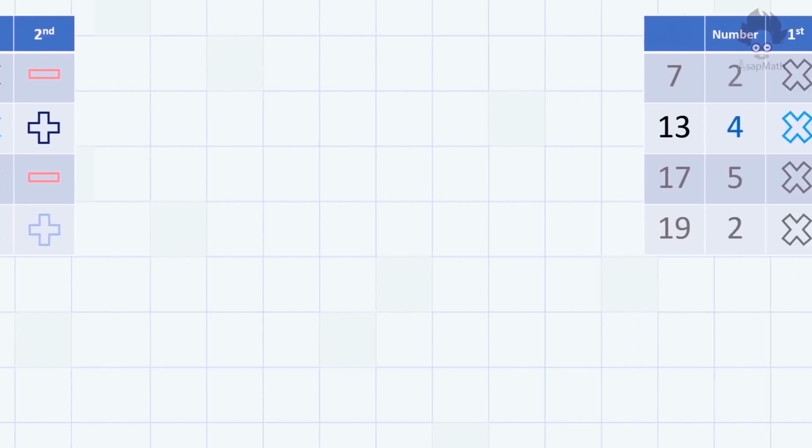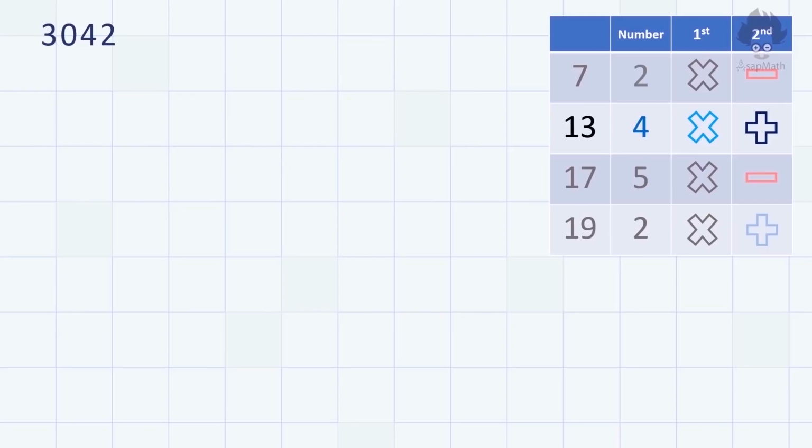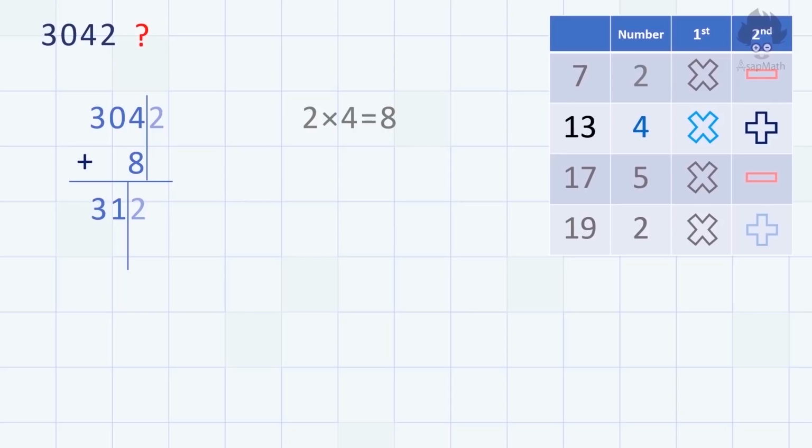Now we'll consider more examples. Last digit is 2 and the process is repeated. 39 is divisible by 13. So the whole number is divisible by 13.